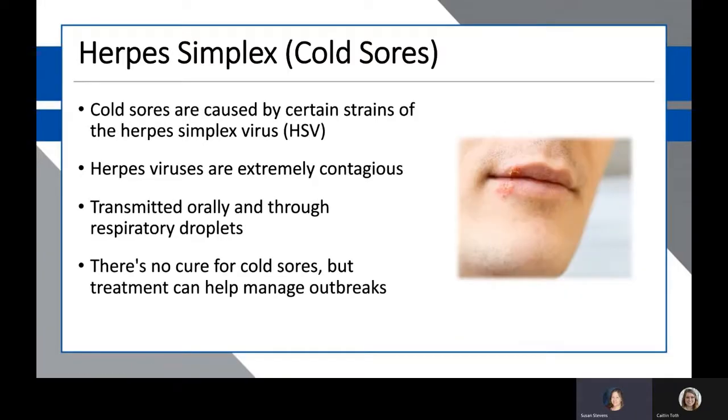Herpes simplex, which is a cold sore. Now, these are caused by certain strains of the herpes virus, and it's extremely contagious. It's transmitted orally and through respiratory droplets. There's no cure for cold sores, but treatment can help manage outbreaks. There are usually topical applications, and there are some antiviral tablets you can take as well. But once you have it, it does take a certain amount of days for it to go away, usually up to a week.